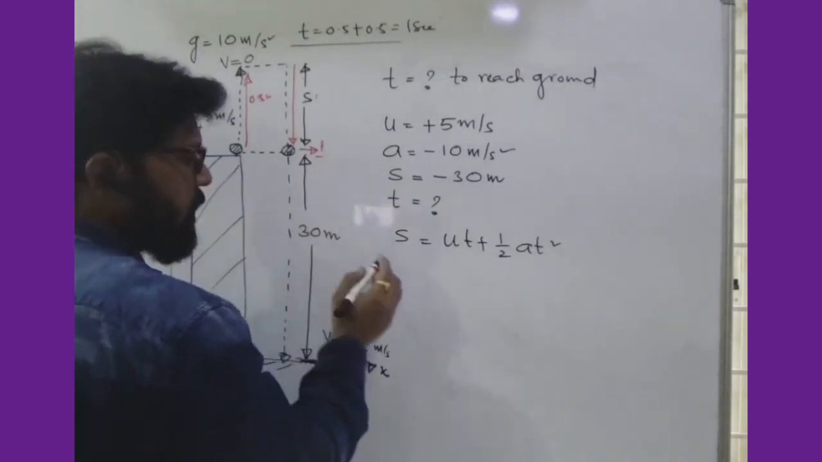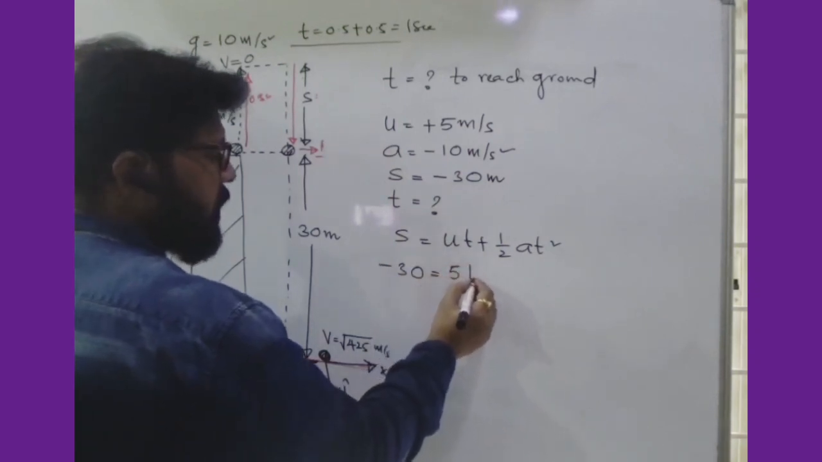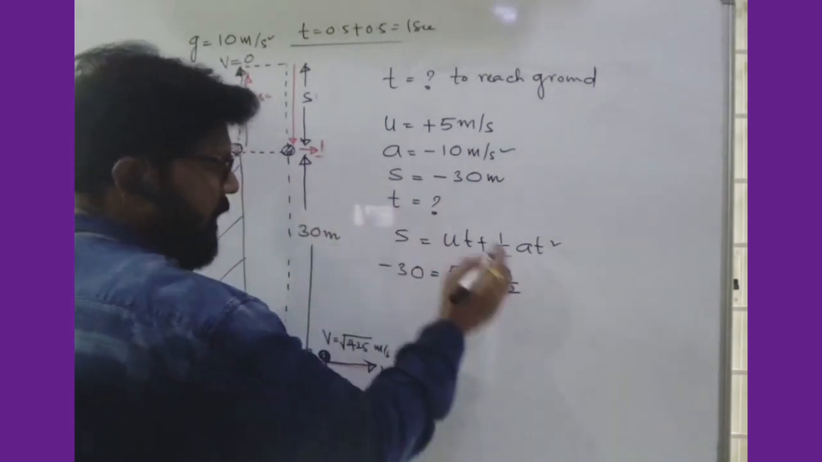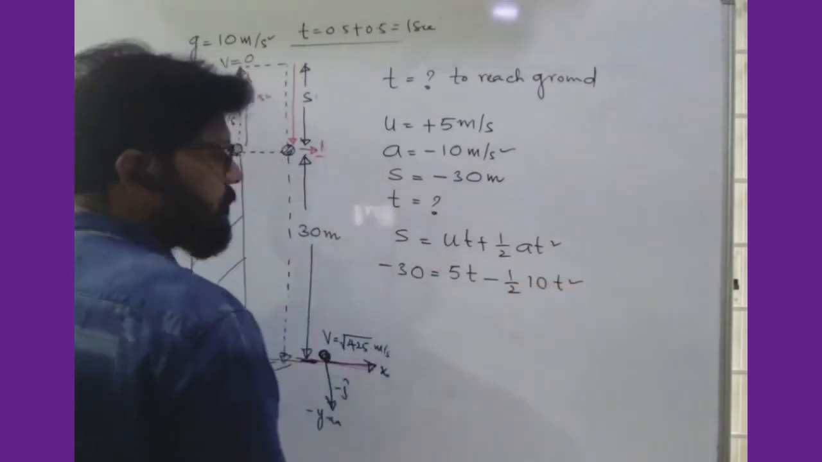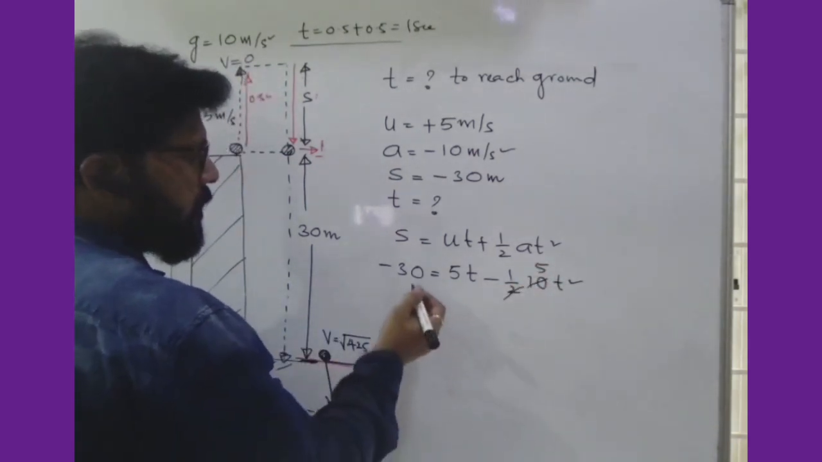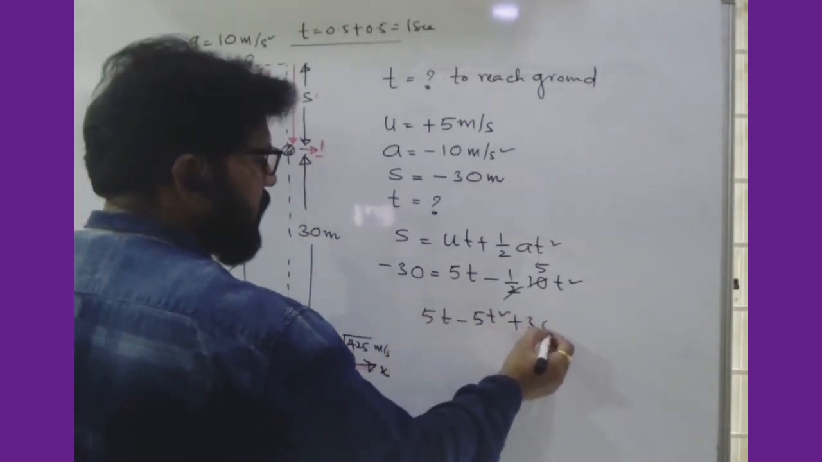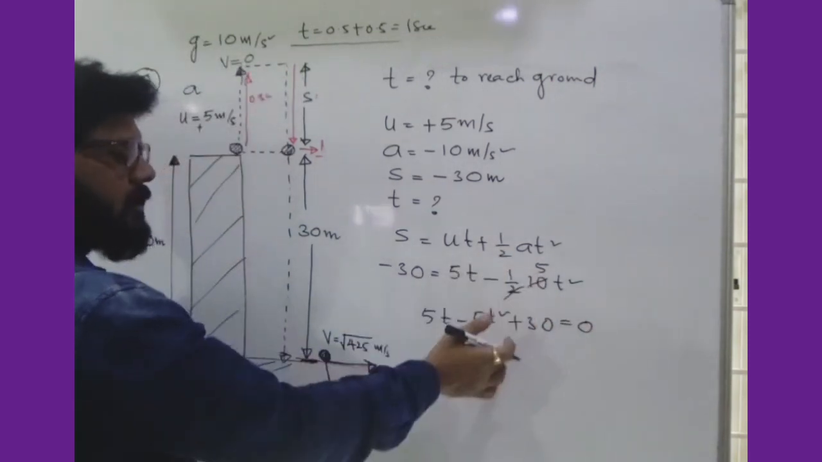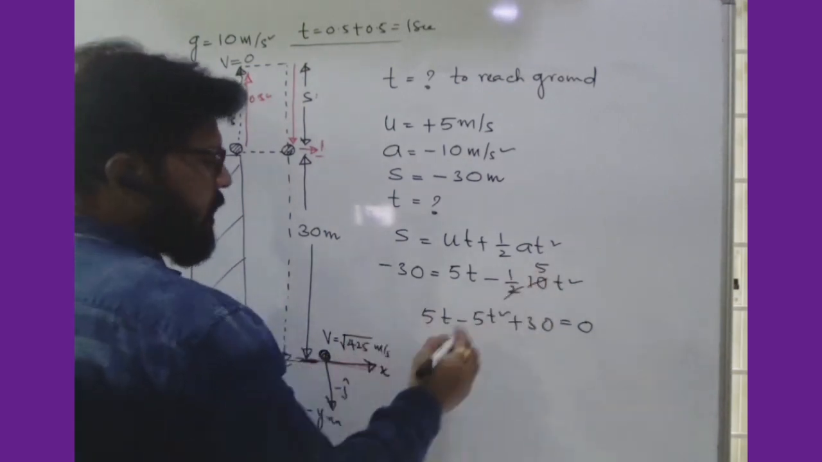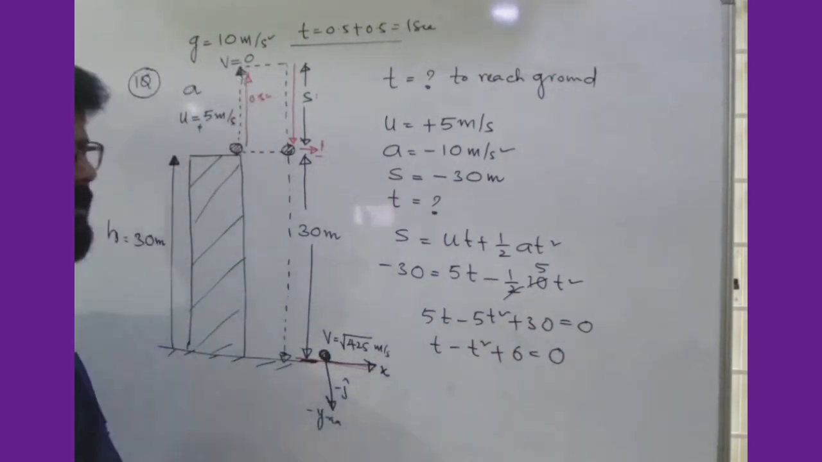Now how to calculate t? If you substitute s here, minus 30 is equal to u, which is 5t, minus half into 10 t square. This is 1 by 2 into 10, 5. Is it clear? Then minus 30 is equal to 5t minus 5t square, so 5t minus 5t square plus 30 is equal to 0. Or I can write, dividing by 5, t minus t square plus 6 is equal to 0. Is it clear?